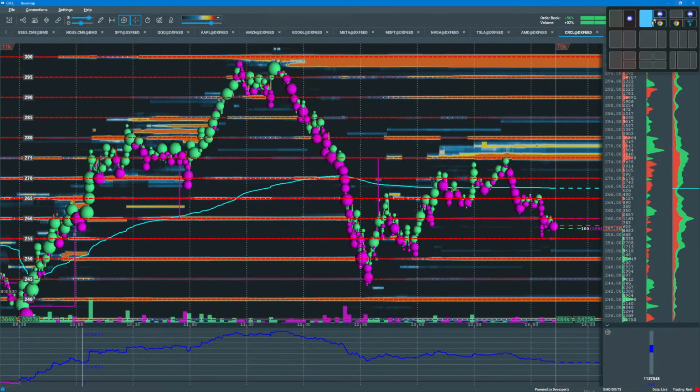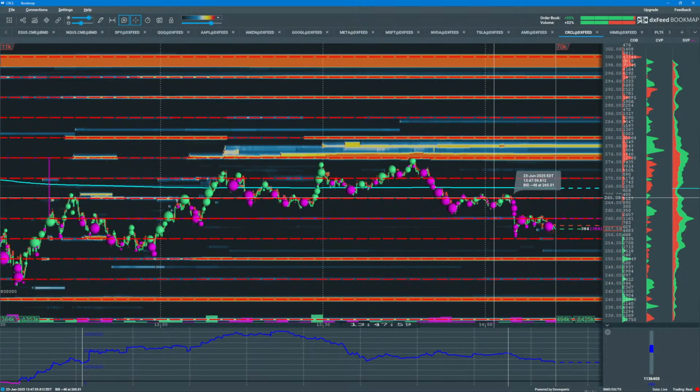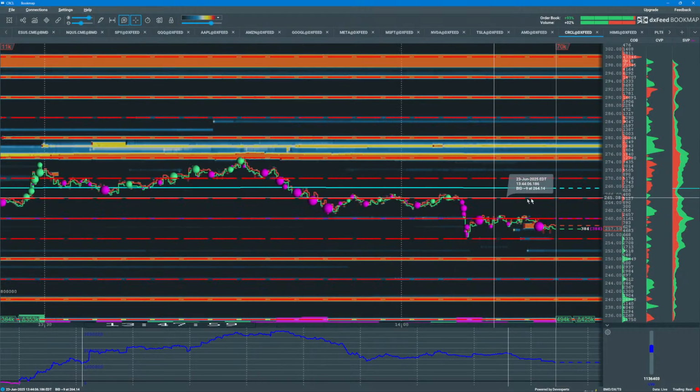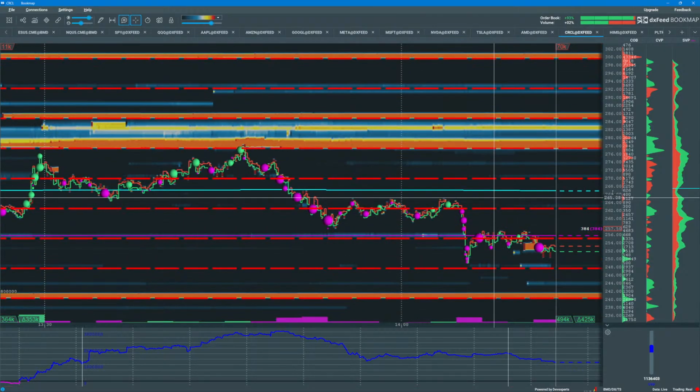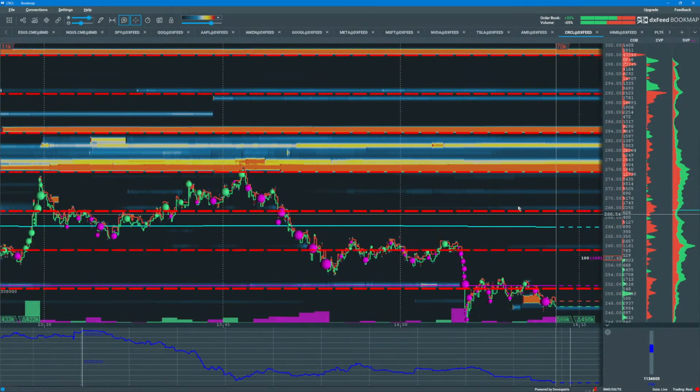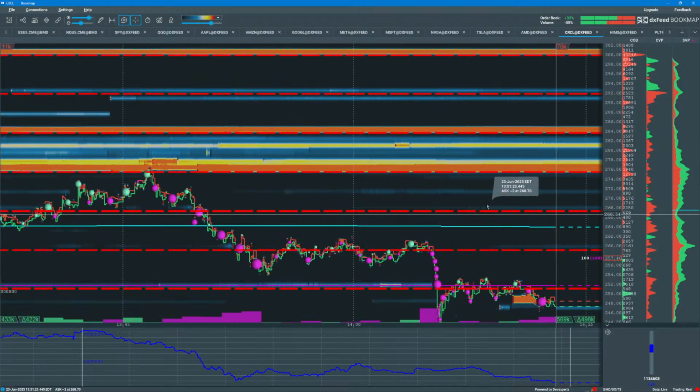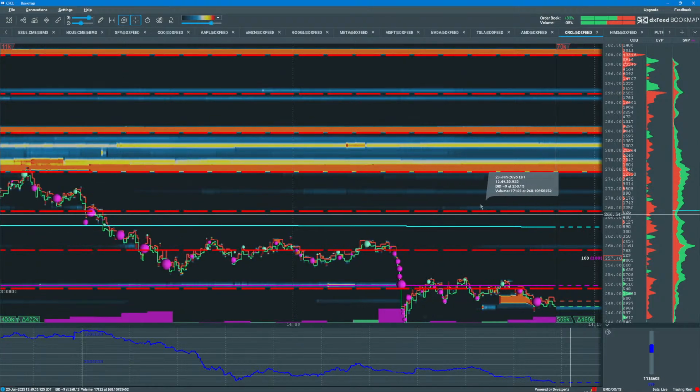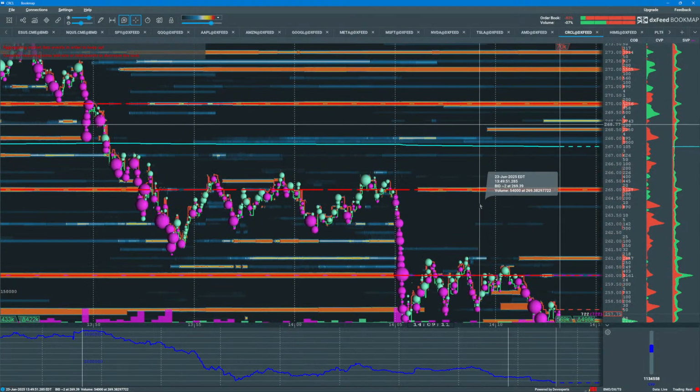All right, back to Bookmap. And let's zoom in. Let's see if we can get some more information. Zoom in a little bit more. And again, sorry about the slow response. I have a lot open in Bookmap here.